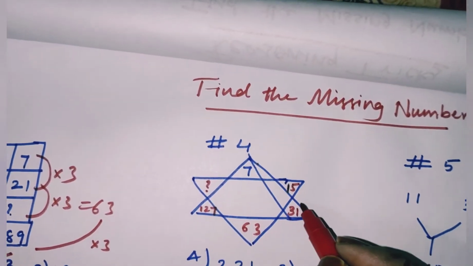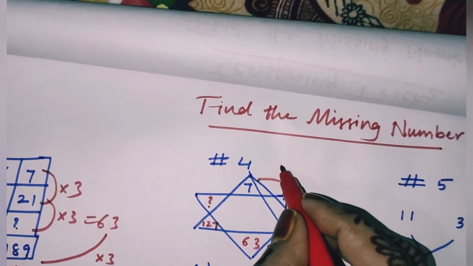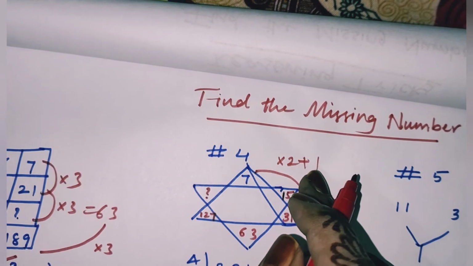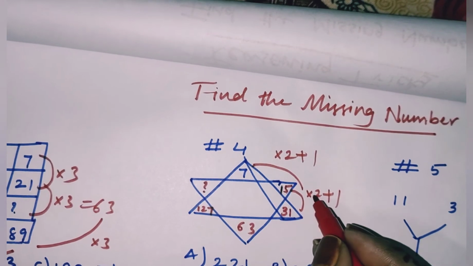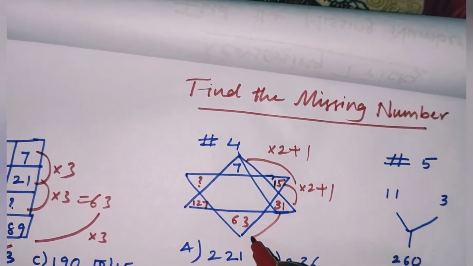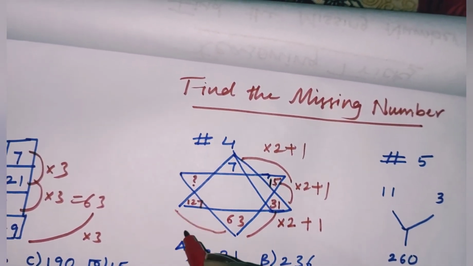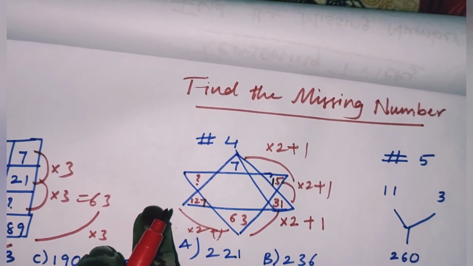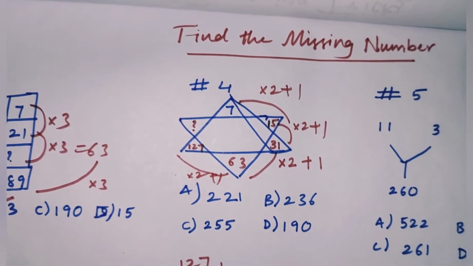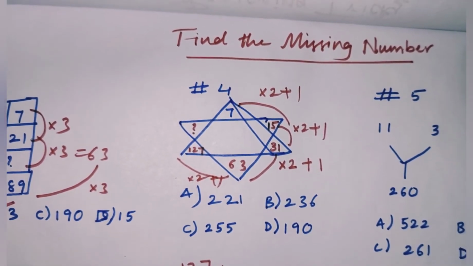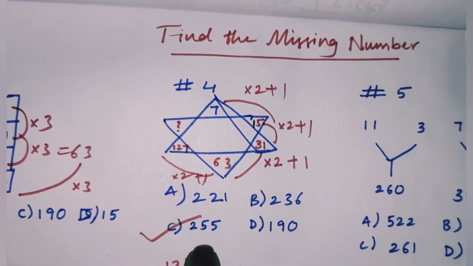See here, 7, 15, 31, 63, 127, question mark. If you multiply this 7 with 2 and add 1, 7 2s are 14 plus 1, 15. Same here, multiply this 15 with 2 and add 1. 15 2s are 30 plus 1 is 31. Same here, 31 into 2, 62 plus 1 is 63. 63 into 2, 126 plus 1 is 127. Same process, multiply 127 with 2. 254 plus 1 is 255 is the answer. Here C is the option.